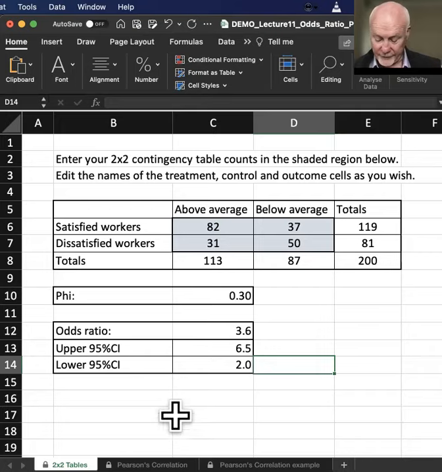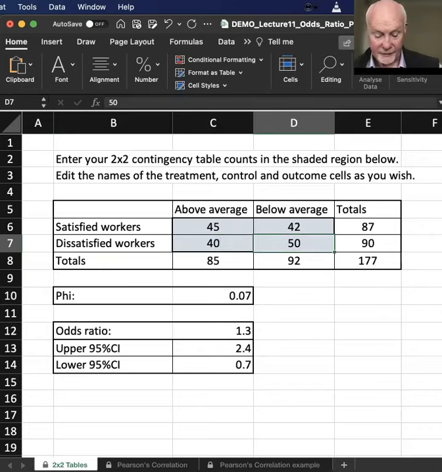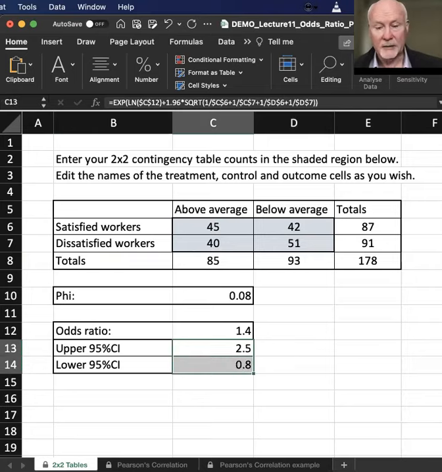We can put in some different numbers, and let's have a look. 40. I'm just making up numbers here. Say 51, something like that. So here you'll see the phi coefficient is small, but it could be large. The key thing here is the confidence interval.